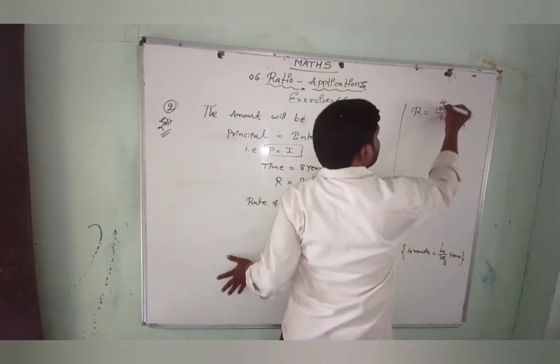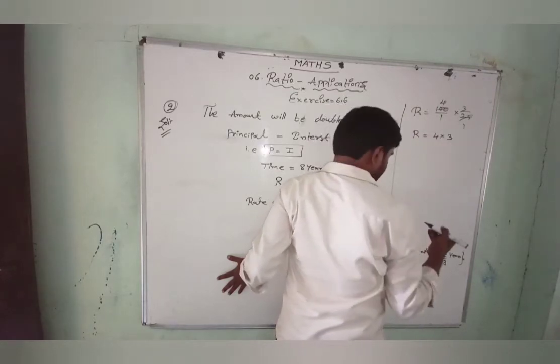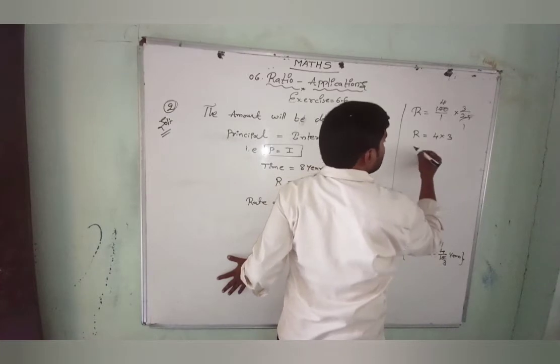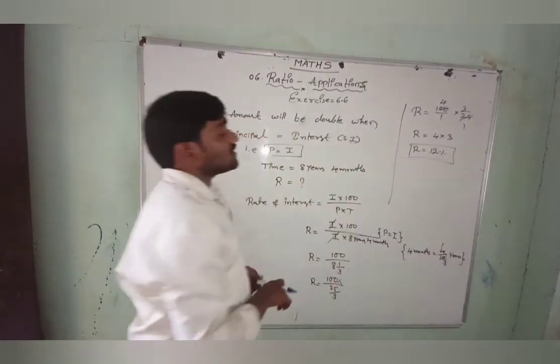25 ones are 25, 25 fours are 100. R equal to 4 into 3. That is, R equal to 12%. The rate of interest is 12%.